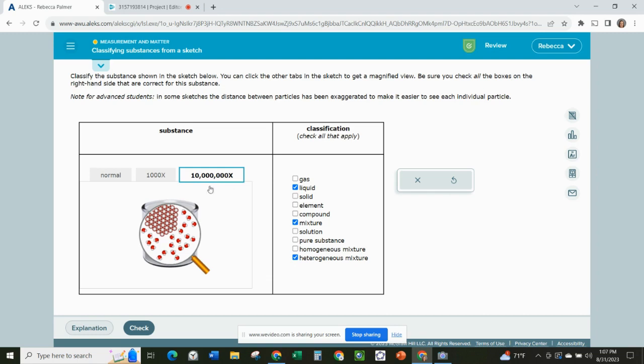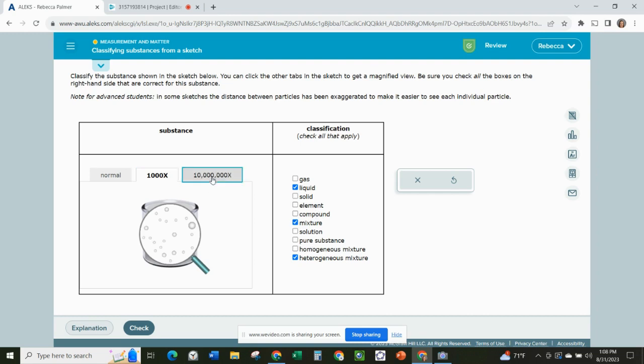So then we look at this one. Okay, and we see these water particles and then this thing floating around. So some kind of small particle. This is where I get stuck. I don't think this would be a solution because at this level we can see there's stuff. So I wouldn't call it a solution. We'll see if Alex thinks it's a solution.